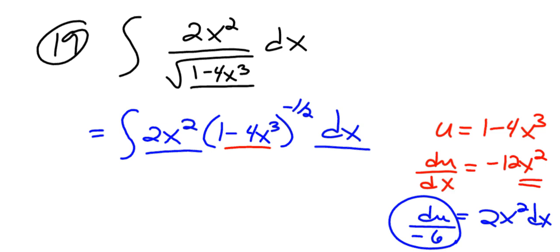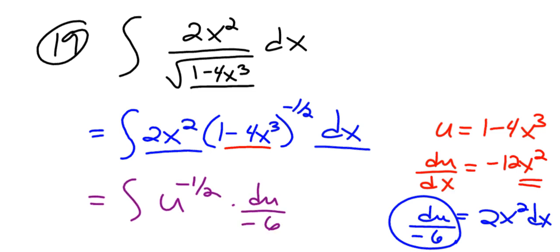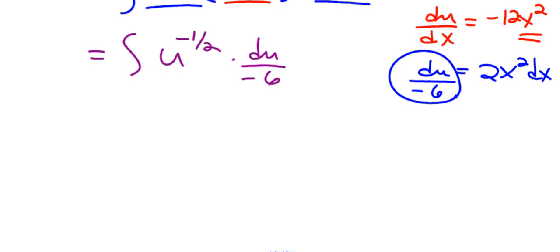And that way now I can replace this with this. I'm going to replace the inside function g of x with my u. So currently I should have u to the negative 1/2, and then I'm going to multiply it by the du divided by negative 6. All right. I got everything inside the original integral substituted, but now I want to deal with this -6 in the denominator. Remember, this is just now a coefficient, so coefficients can be pulled out of the integral as a multiple.